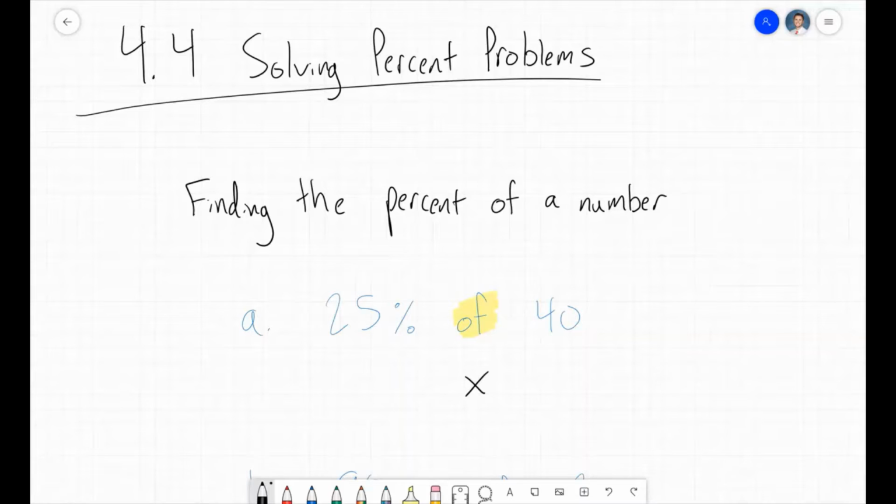Now we also want to change our 25%. So we can either write it as a fraction or a decimal. Now 25% is an easy one to write as a fraction. We know that that's 1/4. But generally speaking, it's always super easy to turn a percent into a decimal because we're just going to move our decimal point 2 times to the left, which would give us 0.25. So 25% of 40 is the same thing as 0.25 times 40. And now we can do that math.